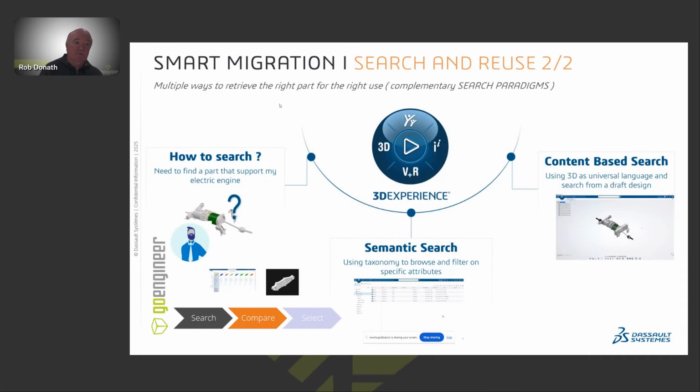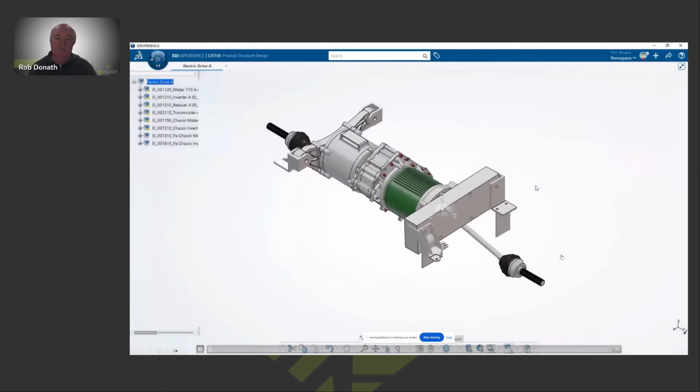All right, so here we're going to want to search against the content. I'm going to look for maybe a part that supports my electric engine. I may then have to do some semantic search to browse through or find other attributes. And this context search will show a couple of different videos. This would be running inside of the 3D Experience platform, where I'm doing a CATIA design and then doing a search against the data sets that exist in the system. And then, here, I'll bring it up so you can see.